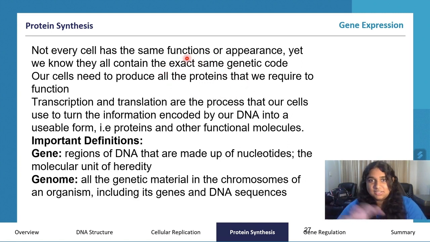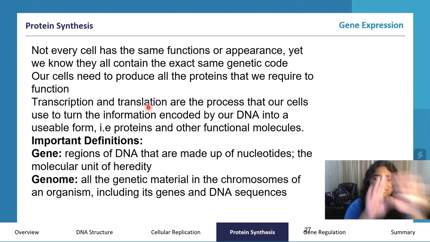To do that, they have to produce unique proteins. This process of protein creation is done through protein synthesis, which is broken up into two steps: transcription and translation. Those two together are the process that our cells use to turn the information encoded by our DNA into a usable form, for example proteins and other functional molecules.